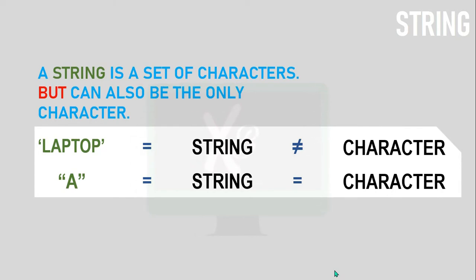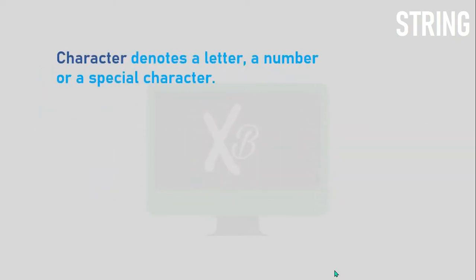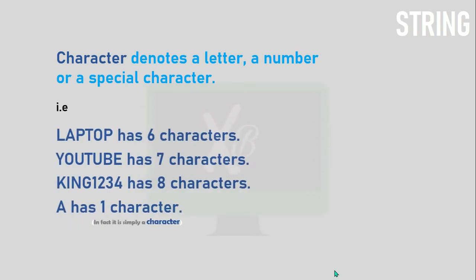So what is a character actually? A character denotes a letter, a number, or a special character. For example, laptop has 6 characters, so L-A-P-T-O-P, it's 6. YouTube has 7, Y-O-U-T-U-B-E. King1234 has 8 characters. You see, even though I write a number, it is still a character, that does not change any of its value. As for the last one, capital A has 1 character. In fact, it is simply a character.